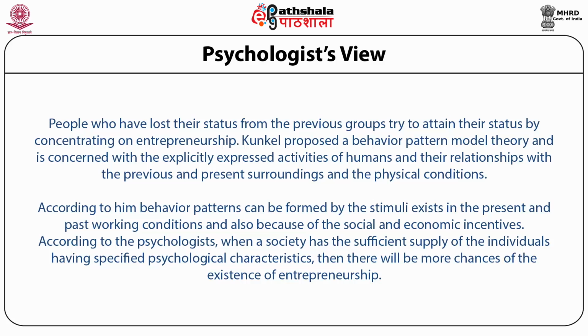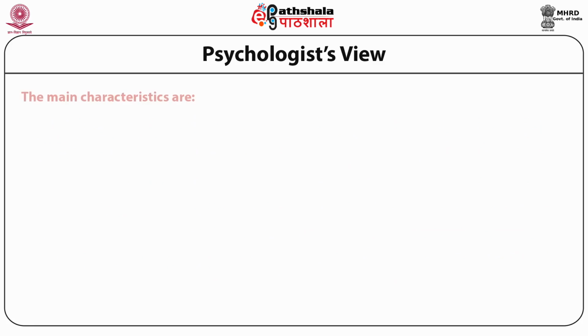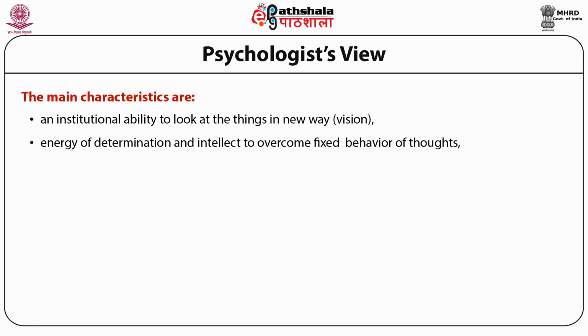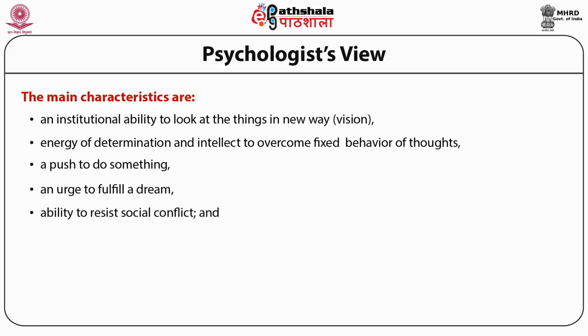According to the psychologist, when a society has a sufficient supply of individuals having specified psychological characteristics, then there will be more chances of the existence of entrepreneurship. The main characteristics are an intuitional ability to look at things in a new way, that is vision, energy of determination and intellect to overcome fixed behavior of thoughts, a push to do something, an urge to fulfill a dream, ability to resist social conflicts, and high need for achievement.